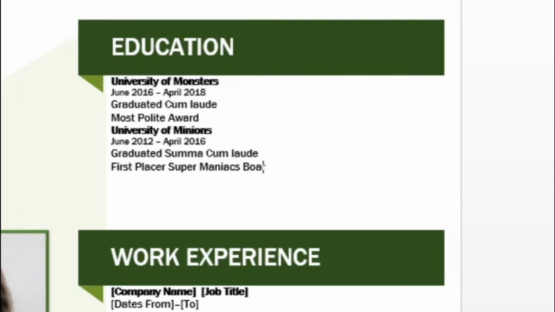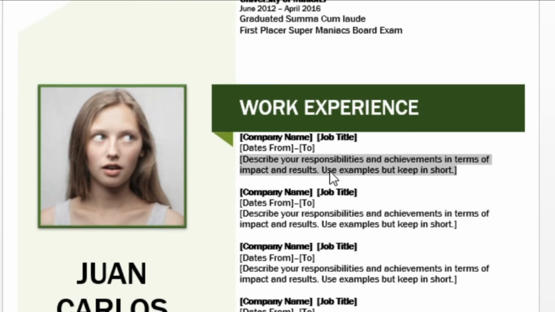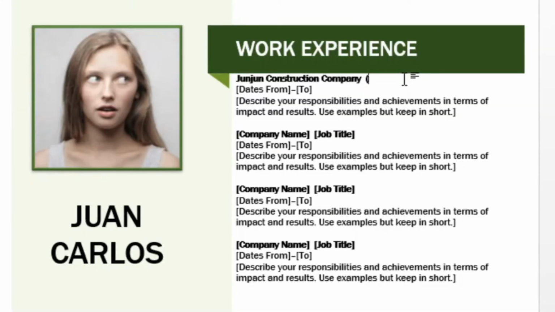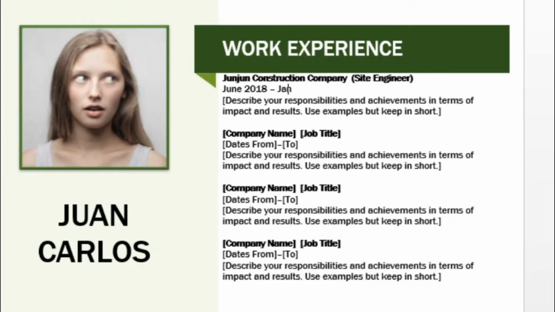You have work experience. So if you're a fresh graduate, you may write your OJTs here. And if you're not, if you have a lot of experience, just write, for example, company. Junjun Construction Company. Site, for example, my job there was site engineer. Dates from, let's say I started working June 2018 to January 2020.